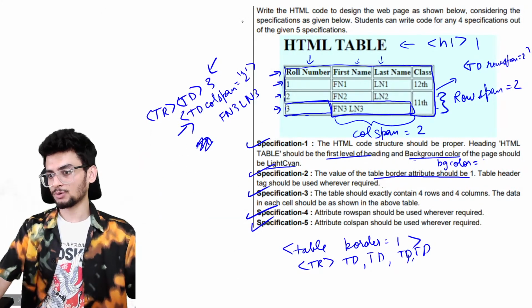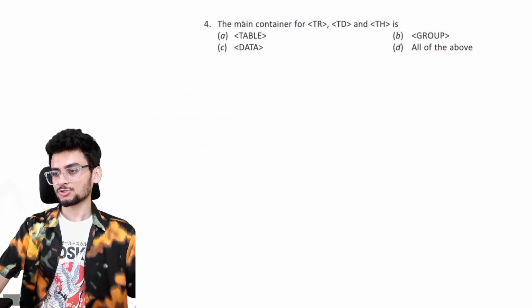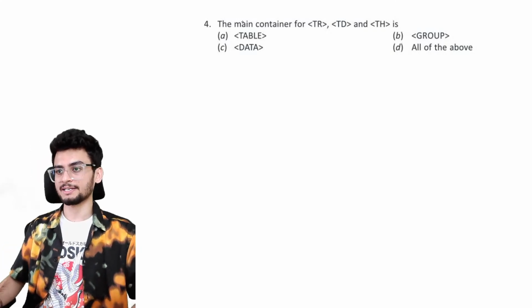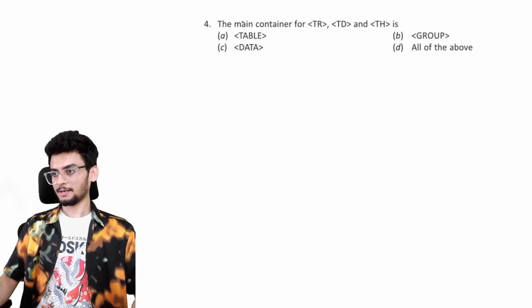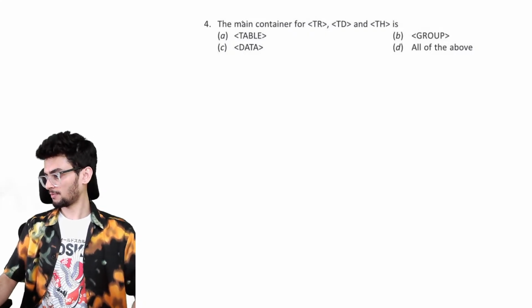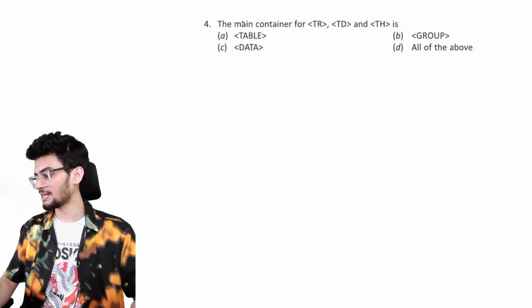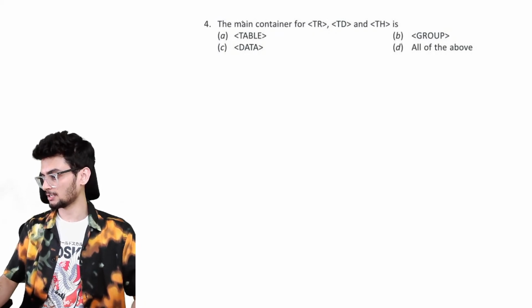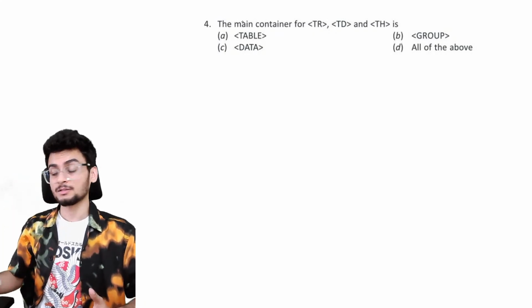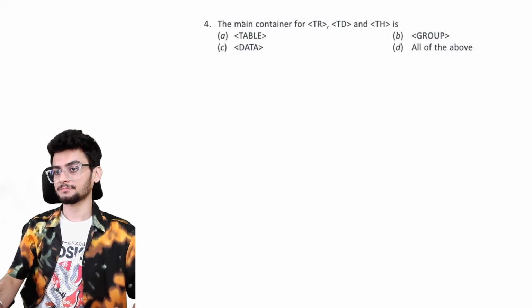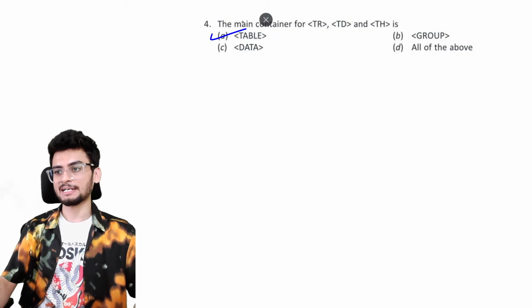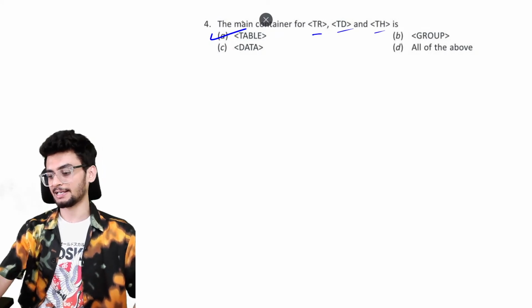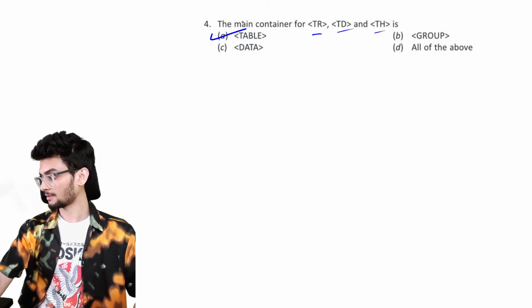So let's go ahead and look at the next question now. So just a quick revision. हम लोगों ने क्या क्या देखा है? Main container for TR, TD and TH is table, group, data or all of the above. Please zoom out. Kushi, I'll be sharing the PDF in the group. Please, you can join the group. I have pinned the group link in the chat. ठीक है? So this is the right answer. टेबल के अंदर ही आपके TR रो के लिए, डेटा के लिए एंड हेडिंग के लिए आते हैं सब टैग्स. Yes Hema, exactly.